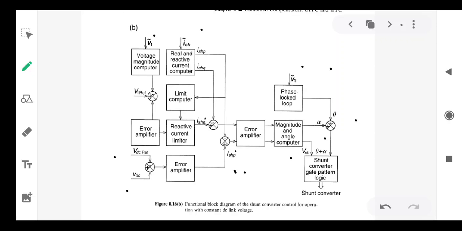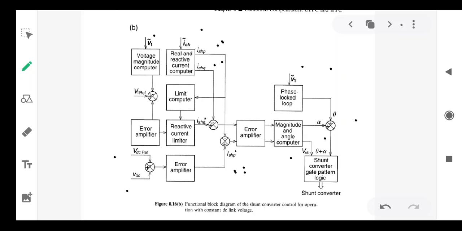controller. So from ISH, you can obtain ISHP and ISHQ through the real and reactive current computer, by which this phasor is divided into active and reactive components. So the reactive component is Q and the active component is P. So this ISHP and ISH reference P are both compared and the error is given to the error amplifier. This is the active current deviation.